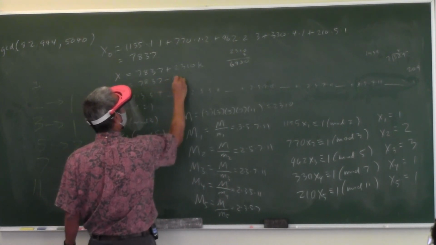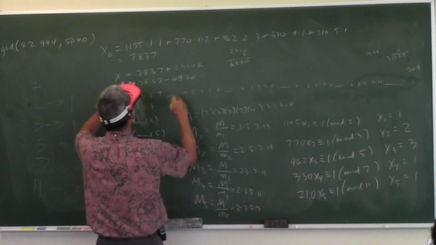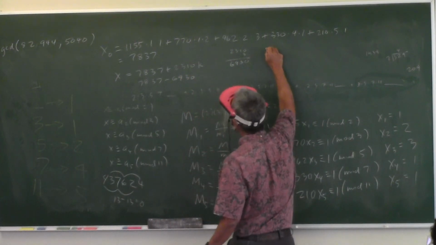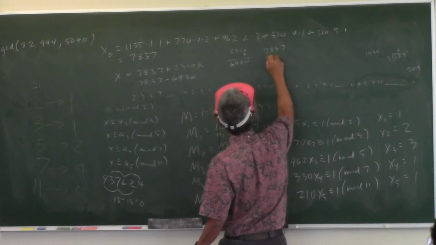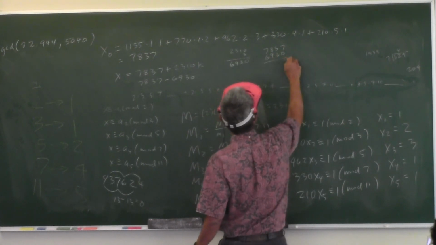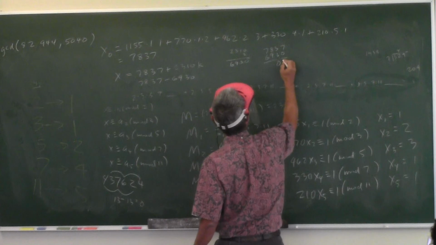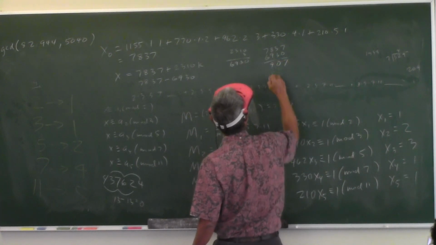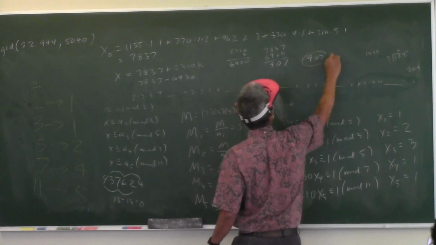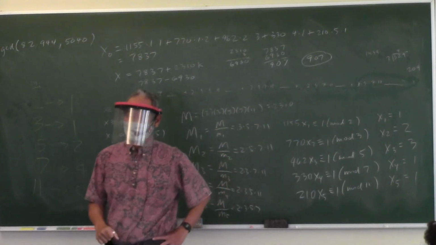7837 minus 6930. I guess I should have put an equal sign there. 7837 minus 6930, 907. Is that what you guys have? Yeah.